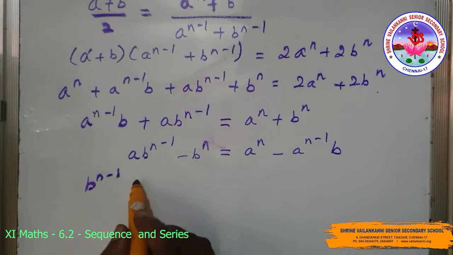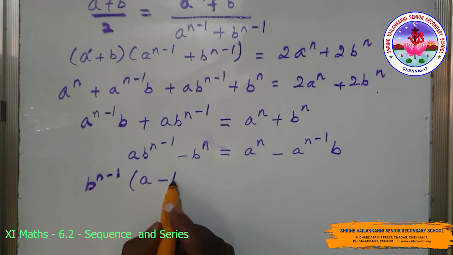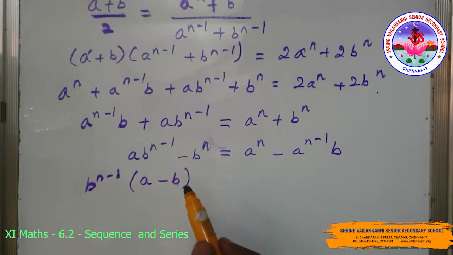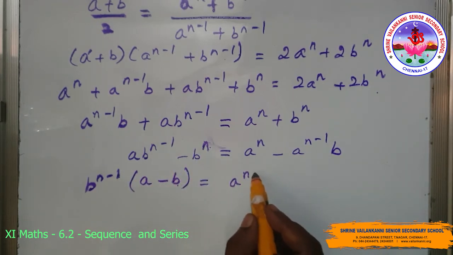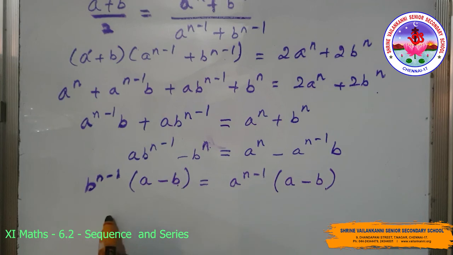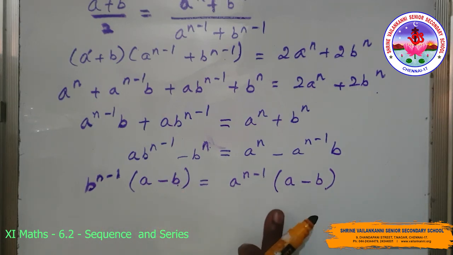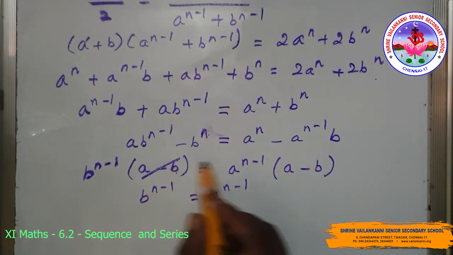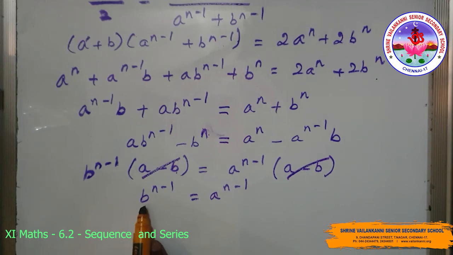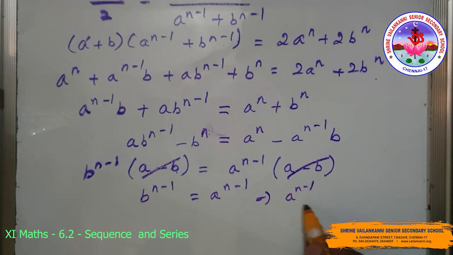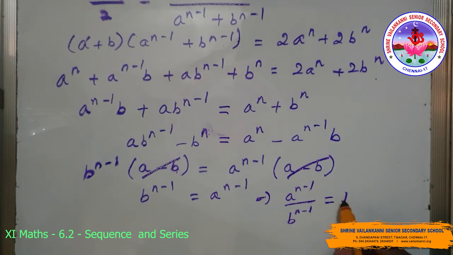So taking B^(n-1) common, so A minus B. So B into B^(n-1) is B^n, which is equal to, here taking A^(n-1) common, we have A minus B. So B^(n-1) is equal to A^(n-1). Cancelling A minus B, and dividing B^(n-1) throughout this, so that we get A^(n-1) by B^(n-1), which is equal to 1.